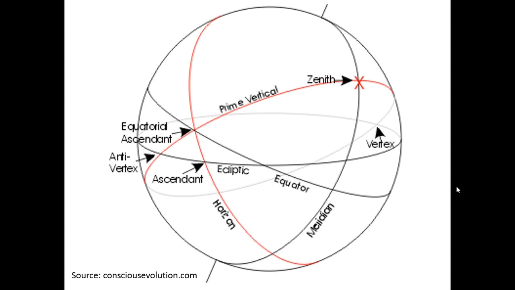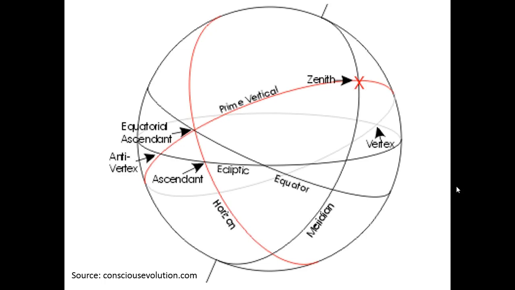Here are the circles that change based upon the natal or birth chart and where each of us were born. So the horizon, the meridian, and the prime vertical are unique to each of us depending upon our birth moment and place, depending upon our birth time and space.